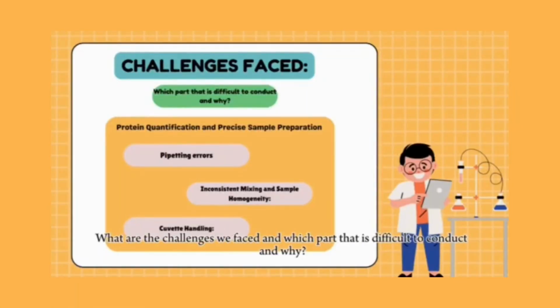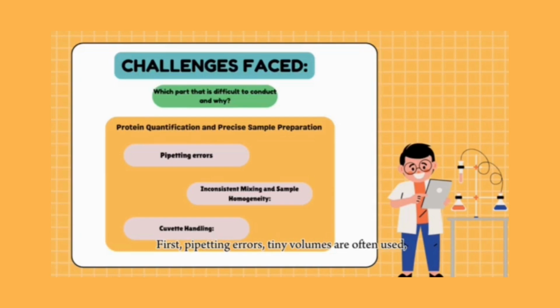What are the challenges we faced, which part was difficult to conduct, and why? First, pipetting errors. Tiny volumes are often used, and even slight pipetting errors can cause significant variability in absorbance readings.